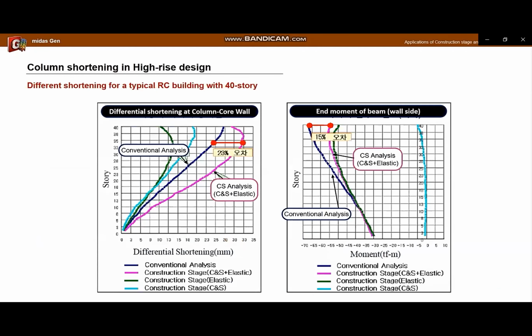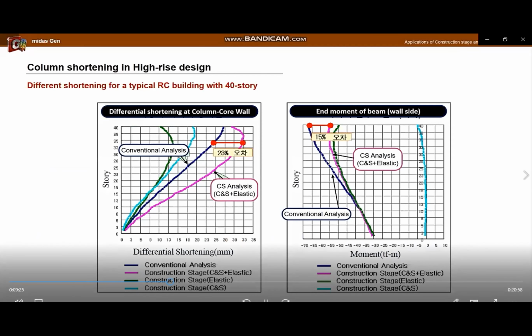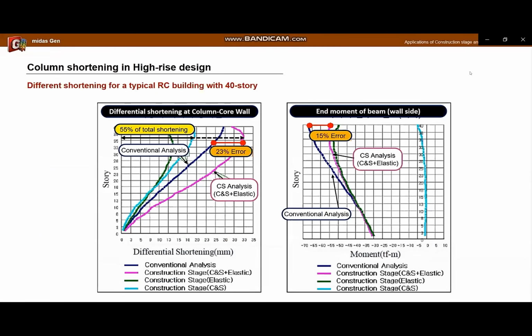I will introduce the shortenings of a typical RC building with 40 stories. As can be seen from the following graph, the different shortening due to drying shrinkage and creep accounts for about 55% of the total amount. The conventional analysis shows an error of up to 23% in the differential shortening and up to 15% in the member force of the girder.